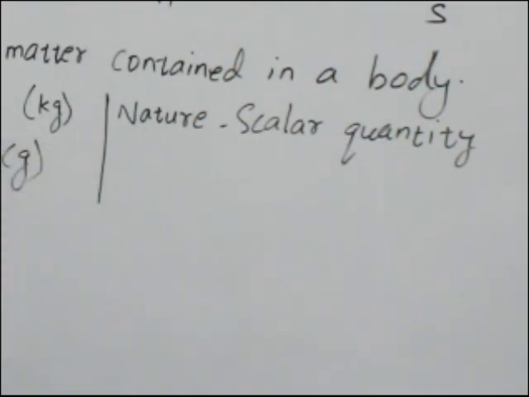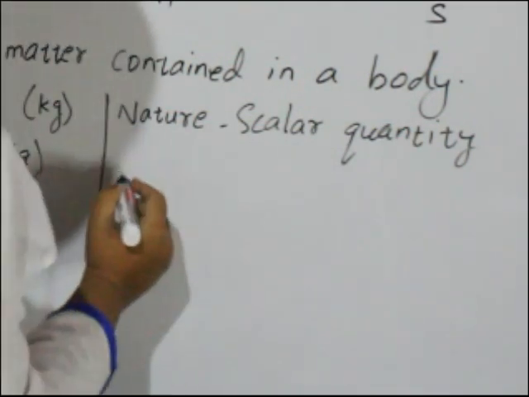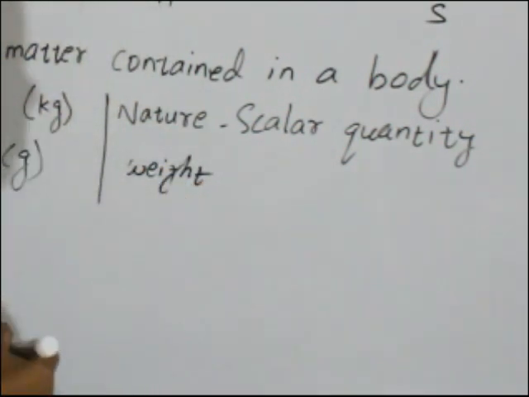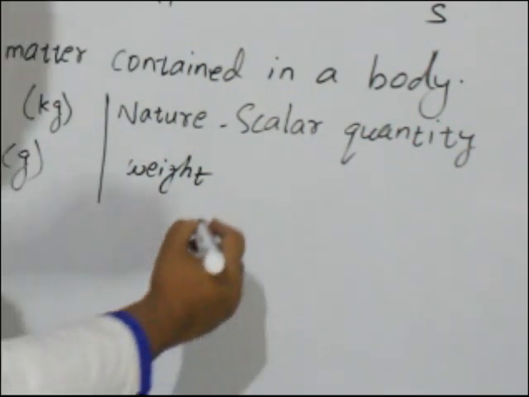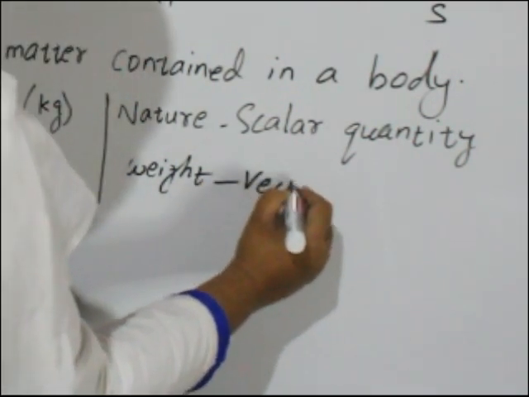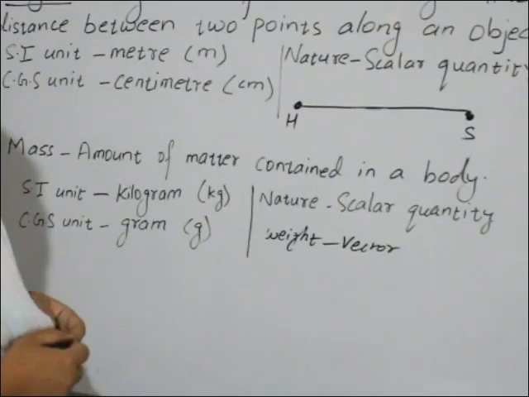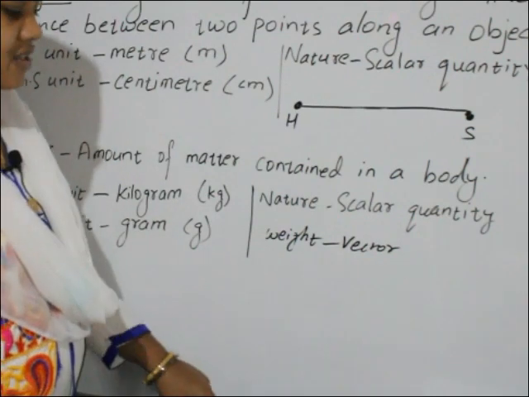One more thing you may observe in your surroundings, weight. We are also talking about weight. Weight is a vector quantity. Mass is a scalar quantity, but weight is a vector quantity. So these are the first two quantities. Next we are going to discuss the next one.